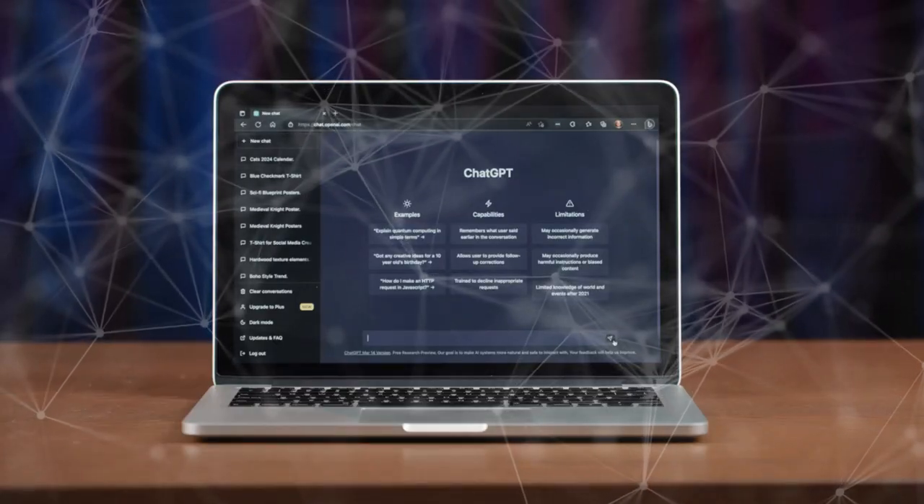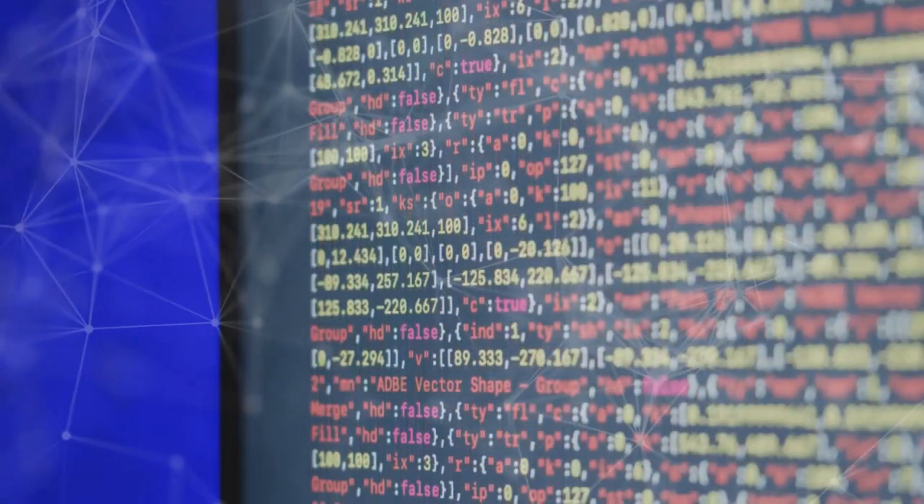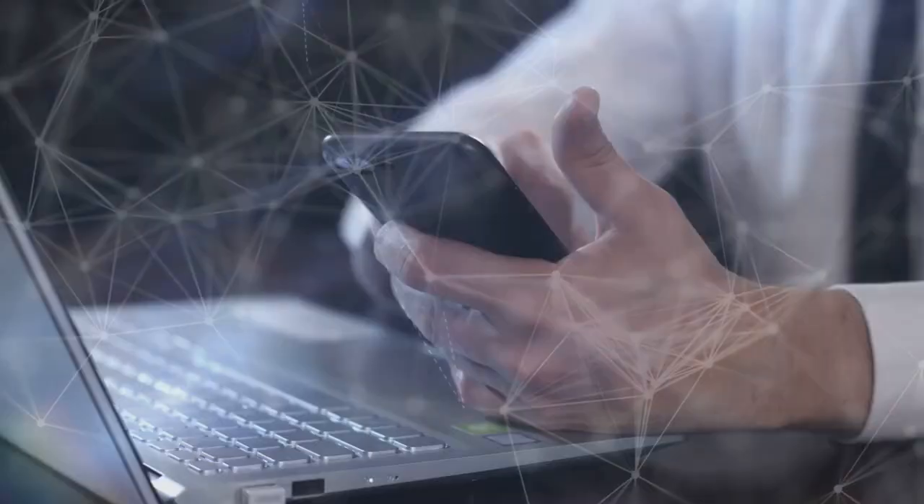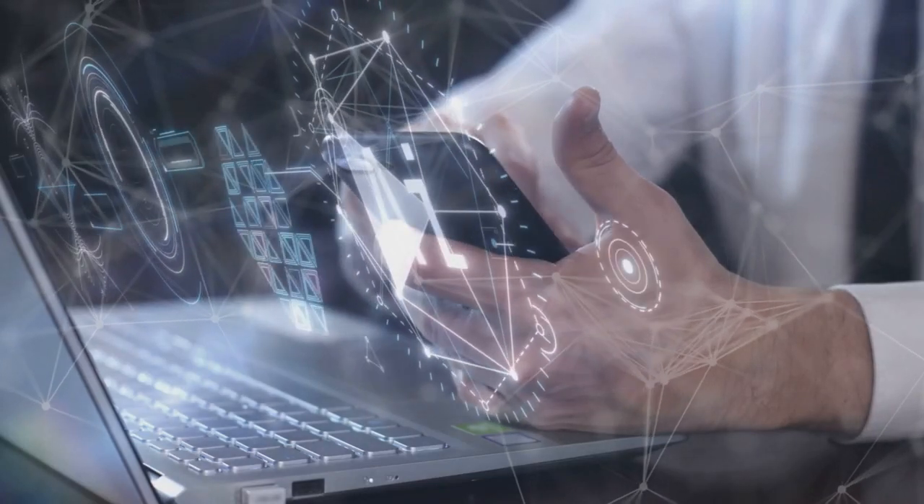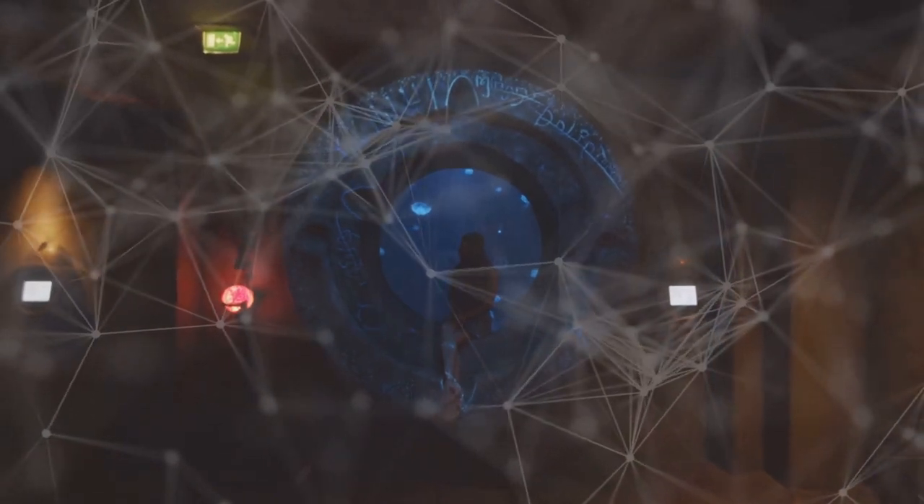Imagine telling a super smart assistant your trading strategy. Then, like magic, it writes the code for you. This isn't science fiction anymore. This is happening right now. You are about to become a part of this amazing new world.